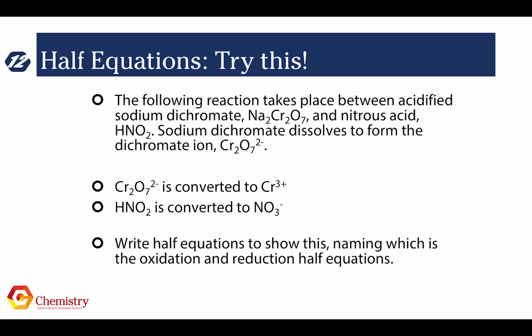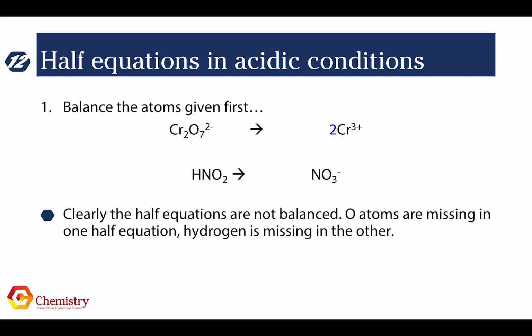So there are many equations which require acidified agents in order for redox reactions to occur. If you look at this piece of information, we've got sodium dichromate being added to nitrous acid, which is HNO2, and the dichromate dissolves and forms a dichromate ion. The dichromate ion is converted to chromium 3, and the nitrous acid is converted to the nitrate ion. This asks you to write half equations to show this, which is the oxidation and reduction half equations.